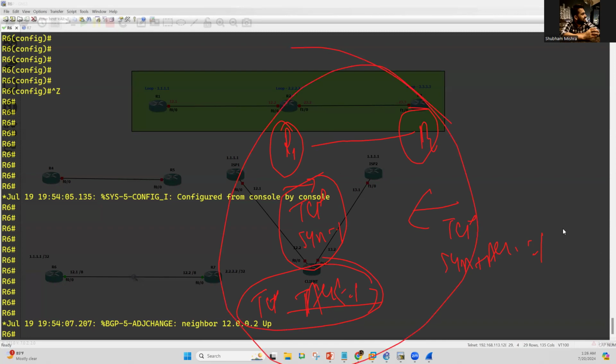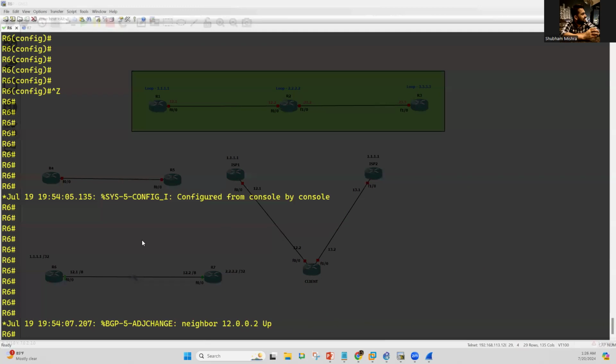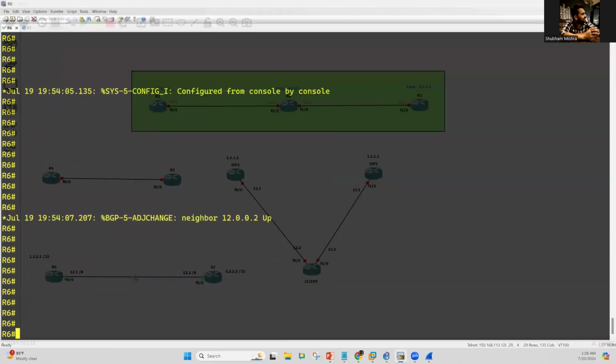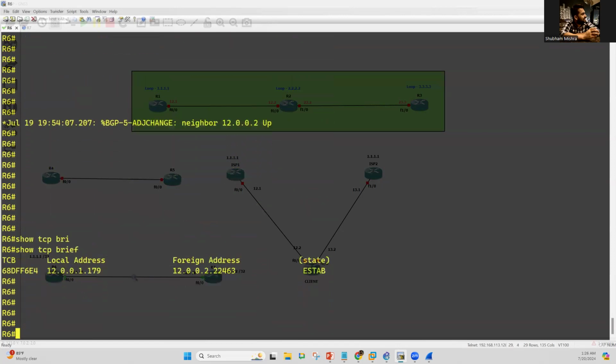Now let me check whether the TCP connection is established or not. What is the command? Show tcp brief. See, I told you about the TCB. This is the TCB table. In this table, the router stores the information about the TCP connection. Are you getting my point, everyone?